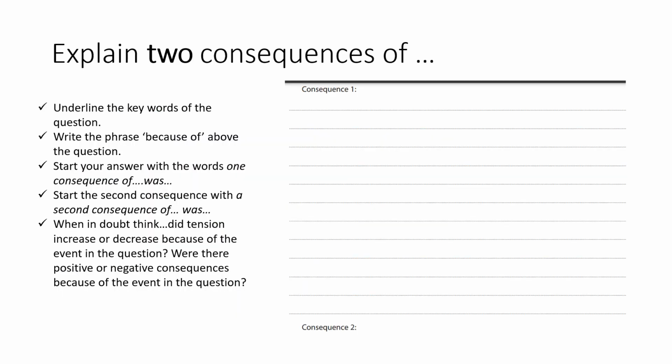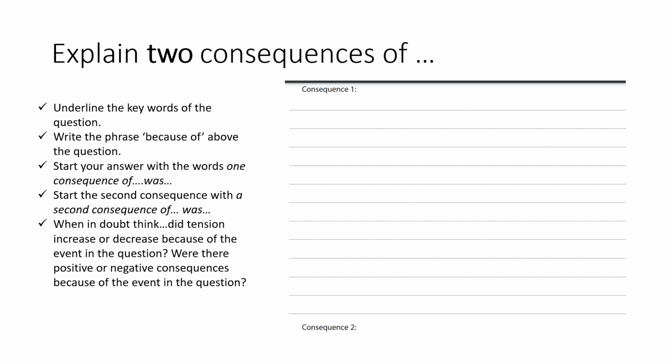Right, Year 11. So the first question you're going to have is an explain 2 consequences of a particular event. So the first thing you're going to do when you open up that paper is you are going to underline the key words of the question. Do not start answering the question until you've read it properly and you've underlined the key words. So a particular thing to pay attention to is the event. What is the event in the question?